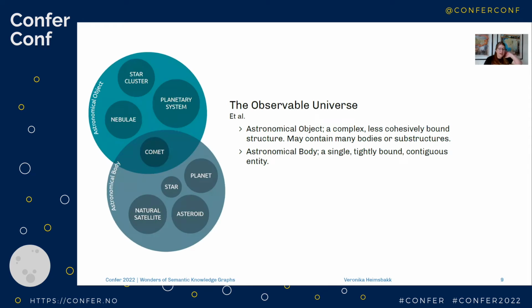So let's have a look at the observable universe and the difference between knowledge and data, and how knowledge and data must work together. So this kind of illustration you have probably seen before. It's a Venn diagram. You've probably seen it during your studies or elsewhere, but here I describe the sets of astronomical objects and astronomical bodies. Astronomical objects, including several different subsets, like planetary system, and for bodies, planet, natural satellite, and star. Those are the sets we're going to have a look at today.